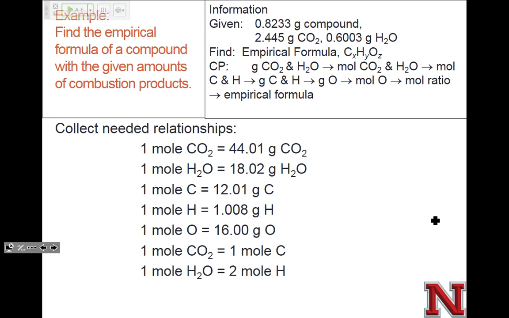And then the important thing is that for every 1 mole of carbon, we have 1 mole of CO2. But we have 2 moles of hydrogen for every 1 mole of H2O. So that's going to be really important, that conversion. Again, we cannot directly calculate our moles of oxygen from CO2 and H2O. That's going to have to be done by knowing how much we started with. Because oxygen could have also come from O2, and we don't know how much O2 we added in. So we can't directly convert that.